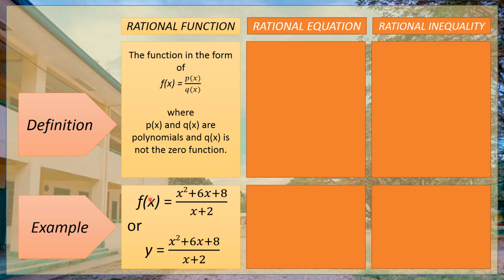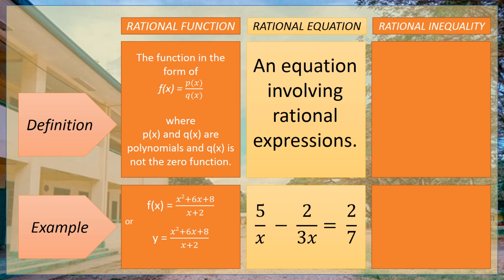And then the examples, example, f of x is equal to x squared plus 6x plus 8 over x plus 2. Or, y is equal to x squared plus 6x plus 8 all over x plus 2. So, same lang yan. Yung f of x natin, pwede natin siyang represent as y. So, this is the example of rational function. Next, let's have the rational equation.